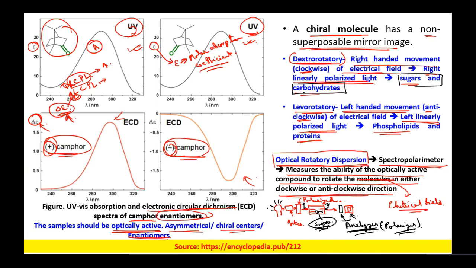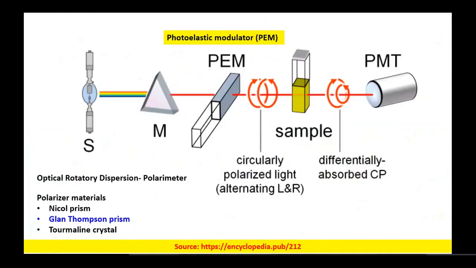So this we do in optical rotatory dispersion spectroscopy, or we also call it spectropolarimeter. Okay, in the spectropolarimeter we do it like this. Am I clear? Because until and unless you have understood the spectropolarimeter, it will be difficult for you to understand CD spectroscopy. Since I am not having any questions from you, I am moving forward.